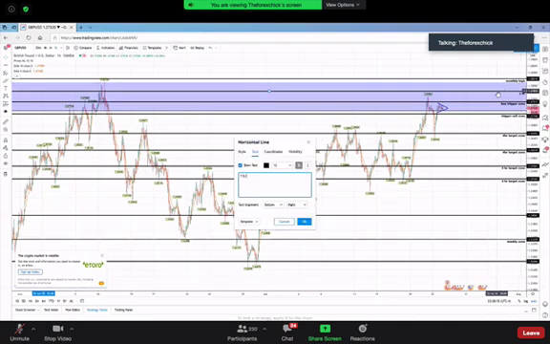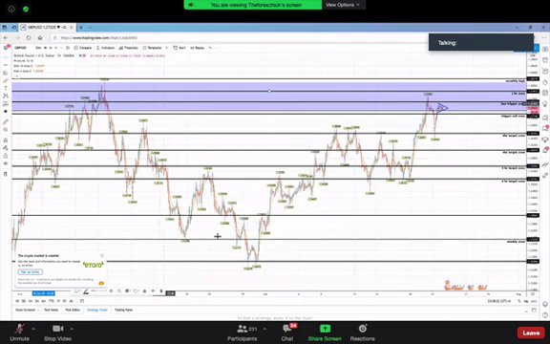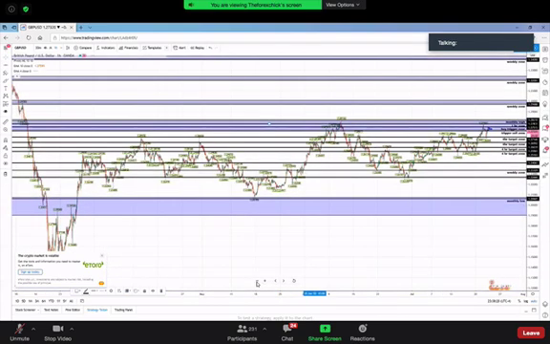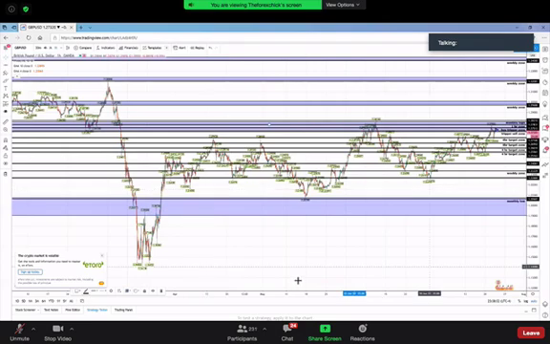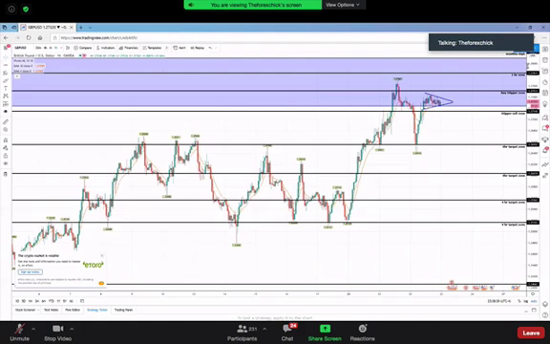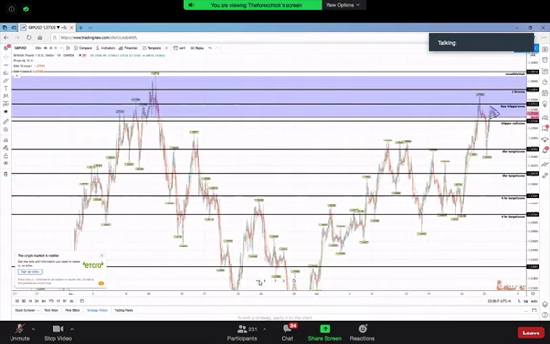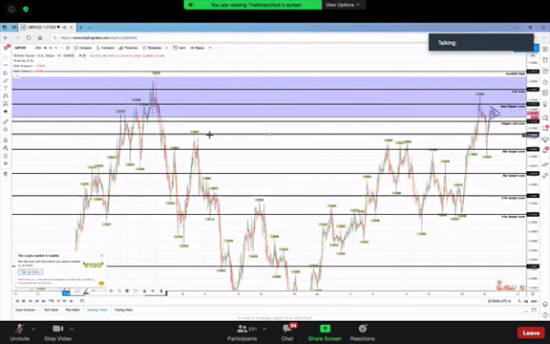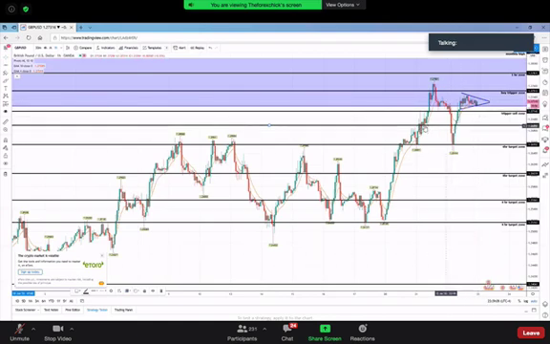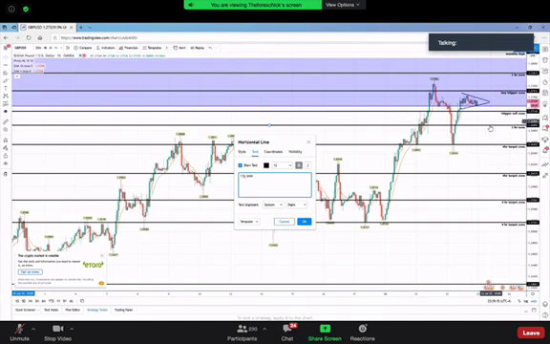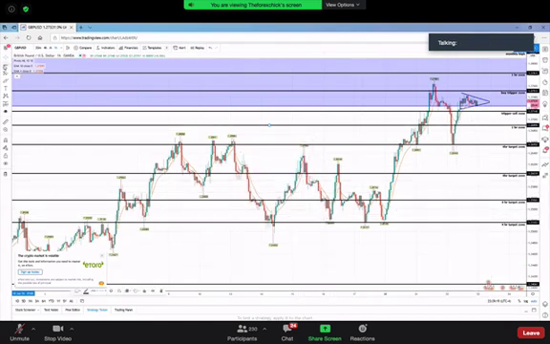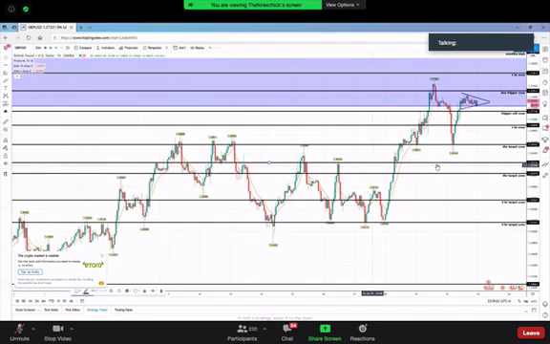This is a 1-hour zone. Perfect. We have, we got rejection over here. Let's go back. 1, 2, 3, 4, 5, and then in the past. Okay, 1-hour zone. Perfect. Then we have another one right in here. This is looking sexy.